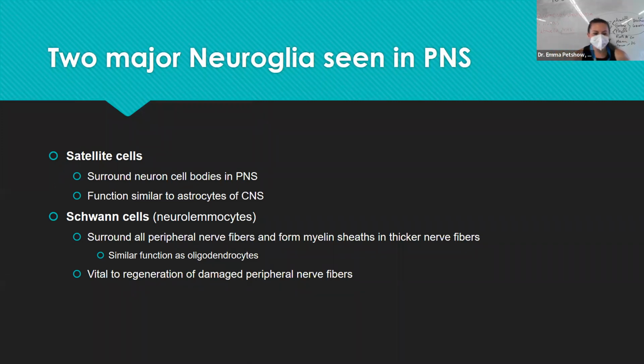You then have Schwann cells. These are going to be similar in function to oligodendrocytes. So Schwann cells are the oligodendrocytes of the peripheral nervous system. They're going to surround all peripheral nerve fibers that have myelin sheaths, and they're going to form myelin sheaths in thicker nerve fibers. The Schwann cells are also vital to regeneration of damaged peripheral nerve fibers. So with any nervous system damage, whether it is an actual severing of a nerve or maybe compression of a peripheral nerve, you're going to see recruitment of Schwann cells to help repair that damage.